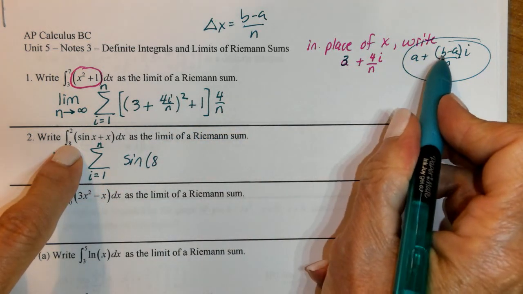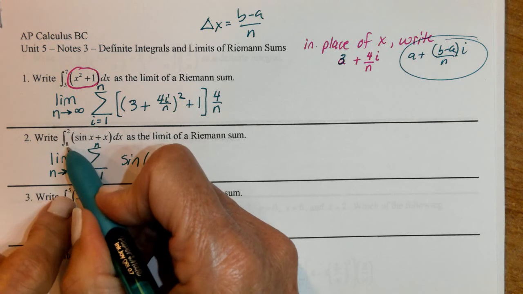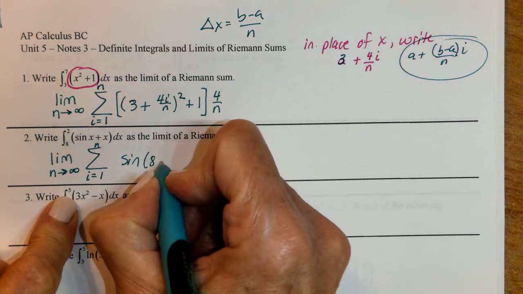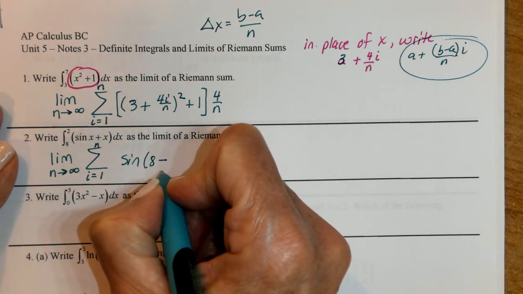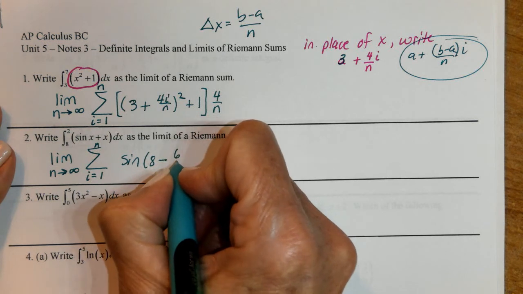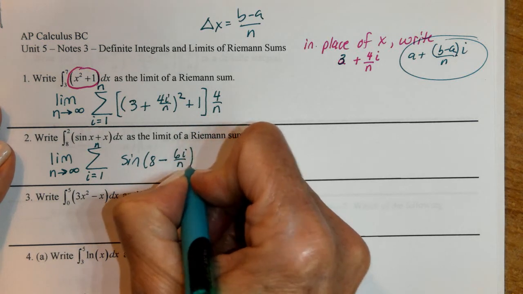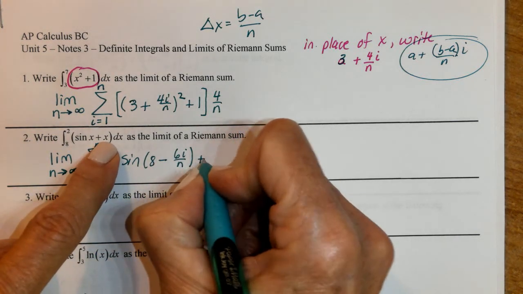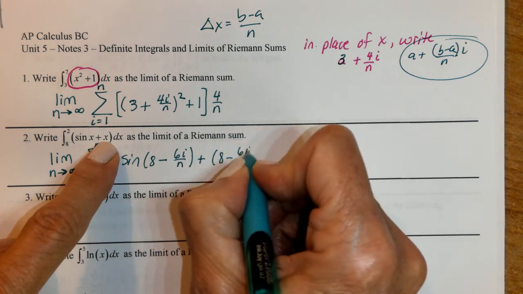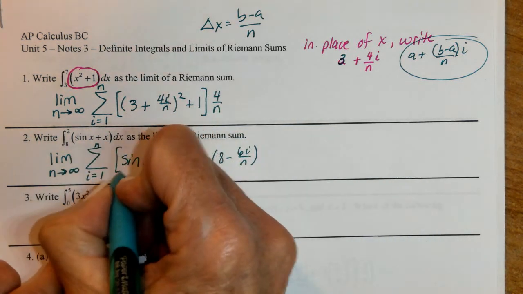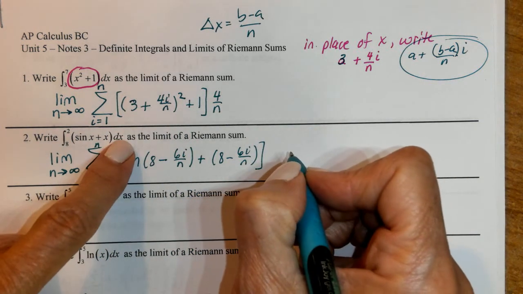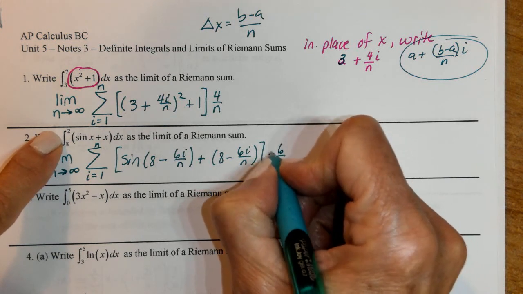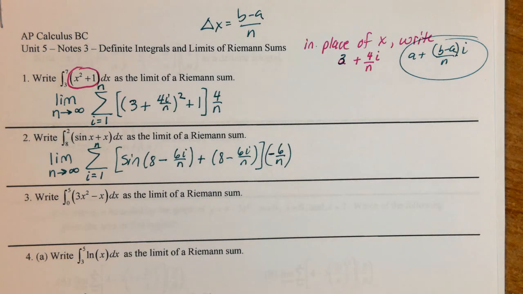Okay. What is b minus a? Well, b minus a is a negative 6. So instead of writing a plus something, this is going to be a minus something, because 2 minus 8 is negative. So 6i over n. So in place of x, that's what I'm going to write in here. I have another x, so I need to write that same thing again. And then we multiply the whole thing by our delta x, b minus a over n. That's it.